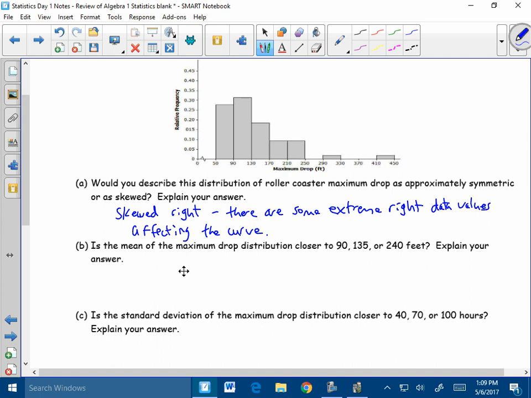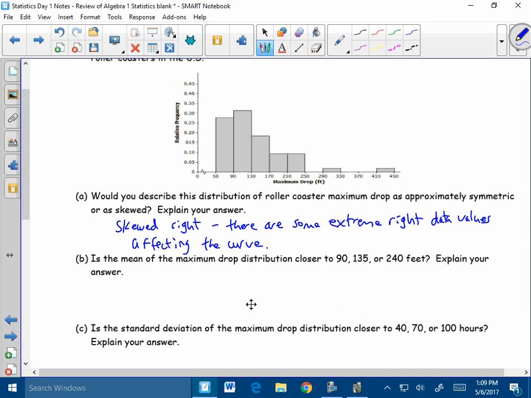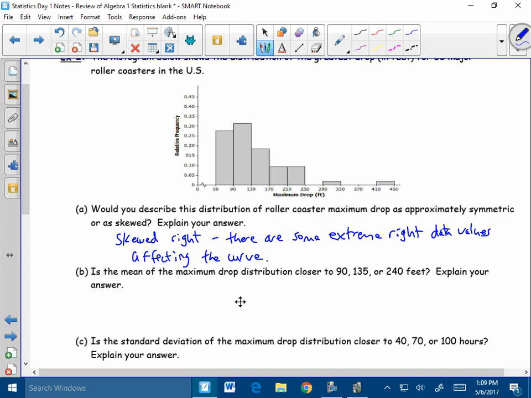Letter B asks about the mean. Is the mean of the maximum drop distribution closer to 90, 135, or 240? And explain your answer. We can find the mean by trying to find the center of the bell. It looks like it would be right about here for the mean. I'll label that as X bar. So I would say X bar is closest to 135. 90 is way too far over, and 240 is way too far over. So closest to 135.